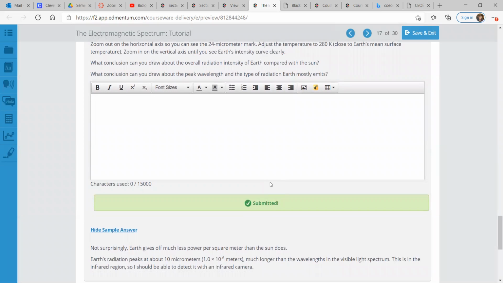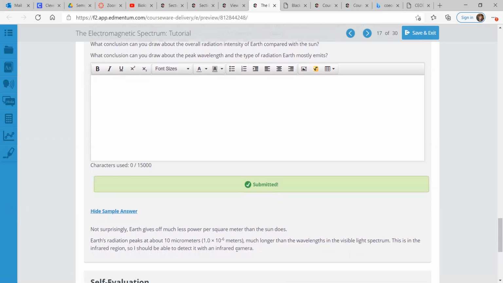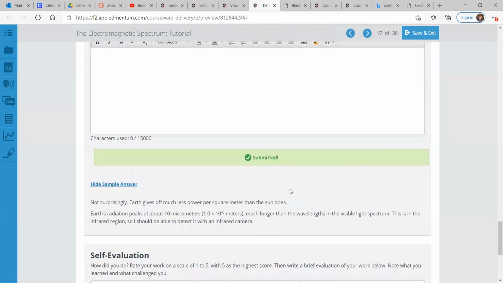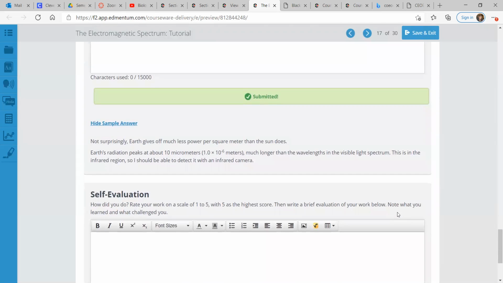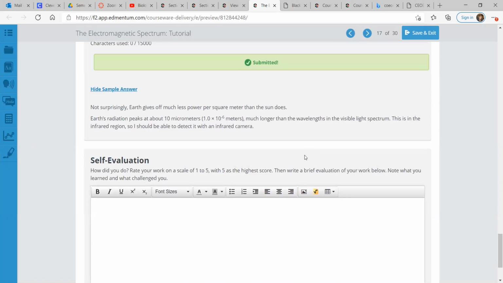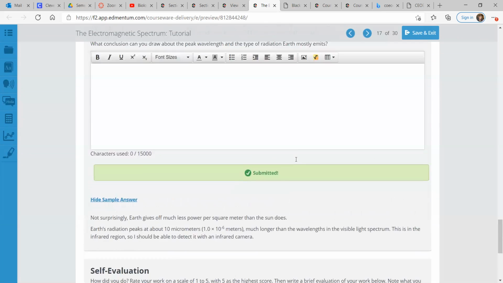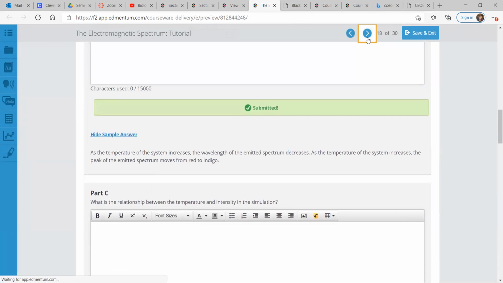Earth gives off much less power per square meter than the sun does. Earth's radiation peaks at about 10 micrometers, much longer than the wavelengths in the visible light spectrum. This is the infrared region. So I should be able to detect it with an infrared camera. So those were the answers for that activity.